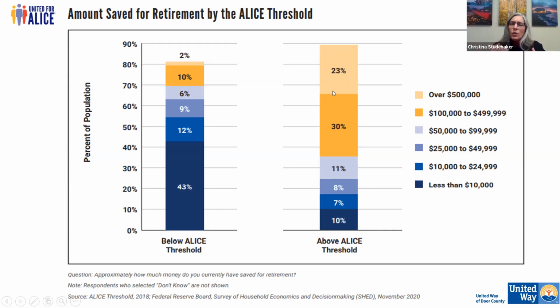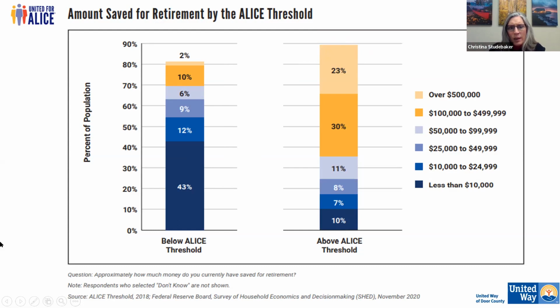The reason these things don't go to 100, which they don't highlight on this graph, but it's in the footnote, which I think is also interesting, is that the don't knows are not shown. So for the total below the ALICE threshold, all of these numbers are about 82%. That means 18% of households below the ALICE threshold don't know how much they have in retirement savings, compared to about 89% above the ALICE threshold. So 11% of them don't know what's in their retirement savings. Just that knowledge is power idea, knowing what you've got is another aspect of this chart.